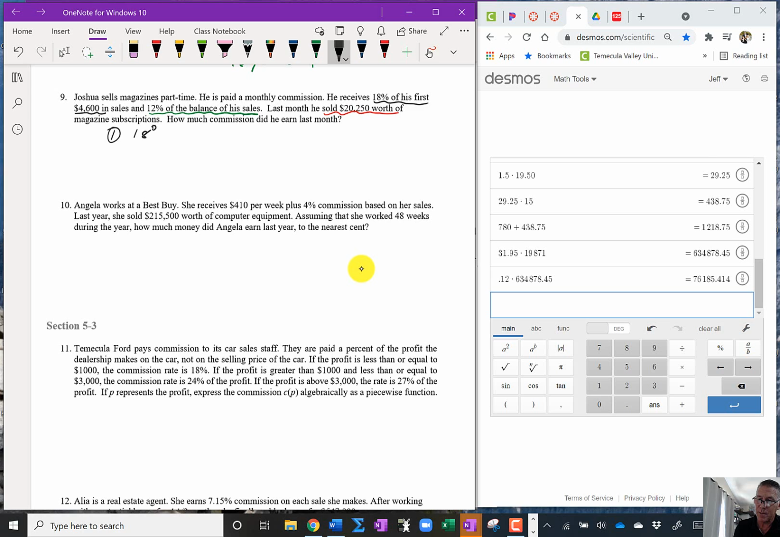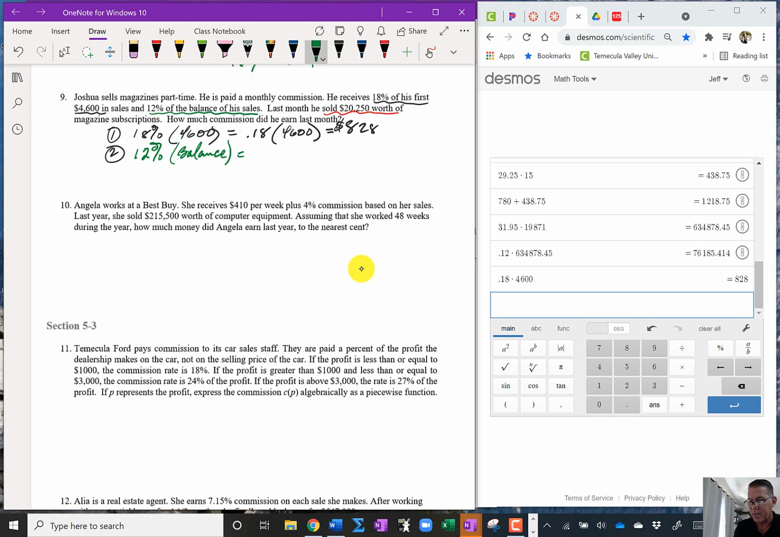Then second step, step 2, you got to calculate 12% of the balance. So we got to switch percentages. In this one, it's 12% of the balance. Now the balance, what in the world is that? It gets 0.12, that's our decimal here. And the balance is found by taking the 20,250 and subtracting the 4,600, the original amount.